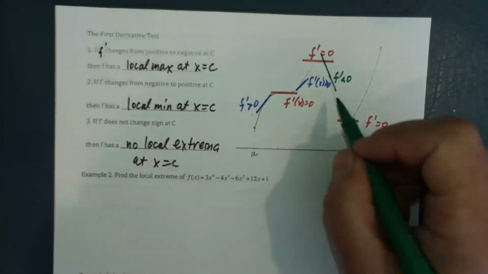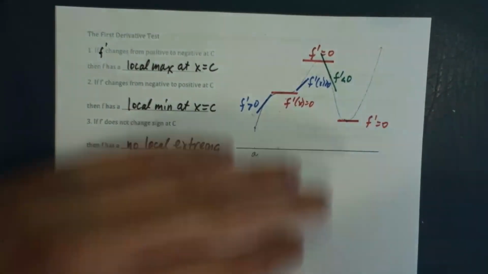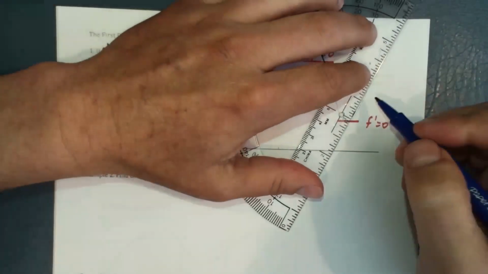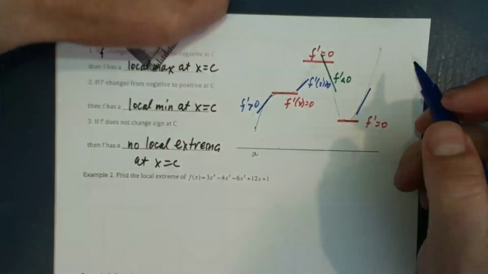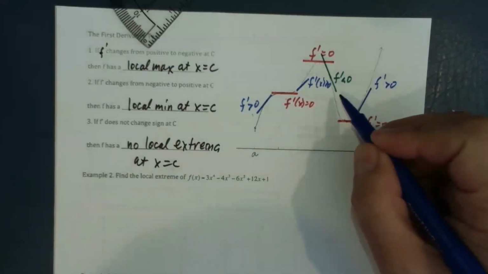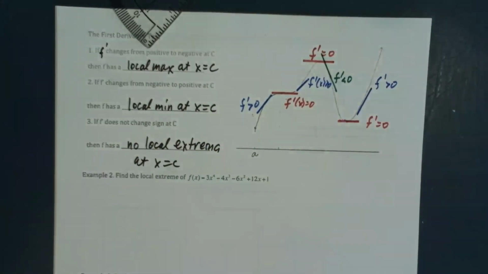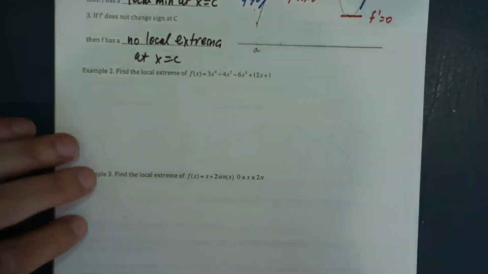Over here, however, we're going from a negative slope to a positive slope. That's here. We have a local minimum, and we can see that local minimum right there. All right. Let's do our second example. Find the local extreme of f of x equals 3x to the fourth and so on.